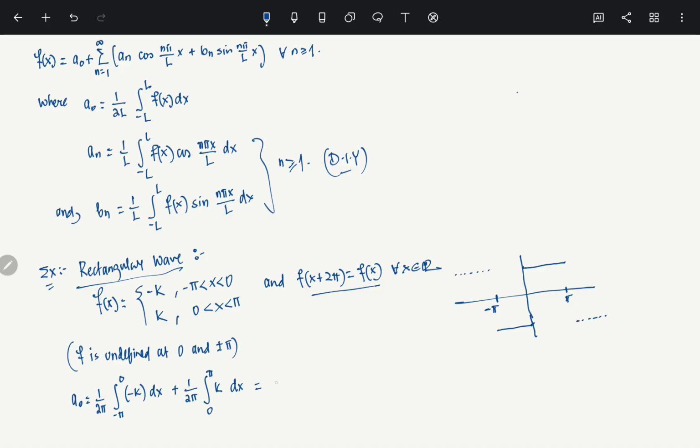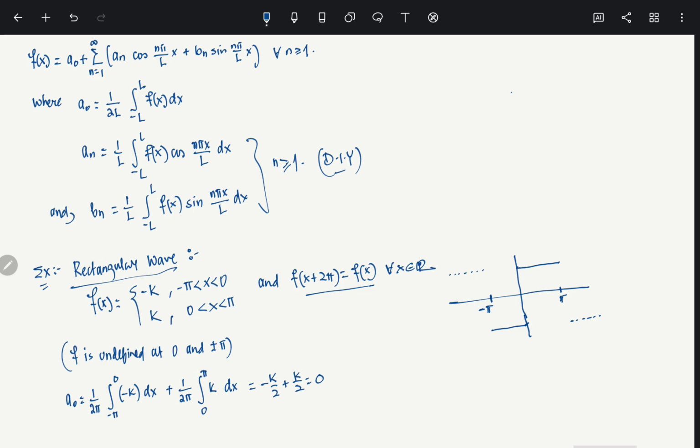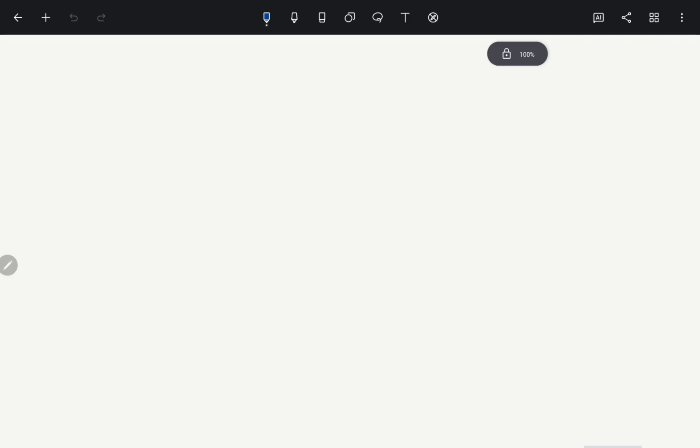So let me do it this way. It will be minus k by 2, and then this will be k by 2, right? This is a very simple calculation that is going to give me 0. So a naught is going to be 0, so there is no first coefficient. Right. So let's look at what a n's are.